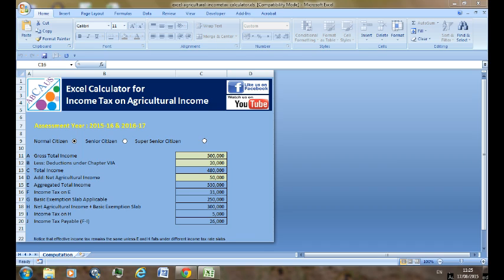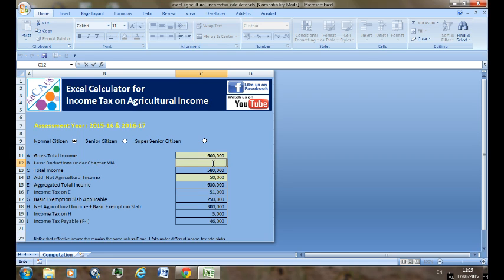First, select the type of the SSE. It could be a super senior citizen, that is 80 years or more, a senior citizen, or a normal citizen. Let's make it a normal citizen. Gross total income, let's make it 6 lakhs, and reduction under chapter 6A, that including 80C, make it 50,000.